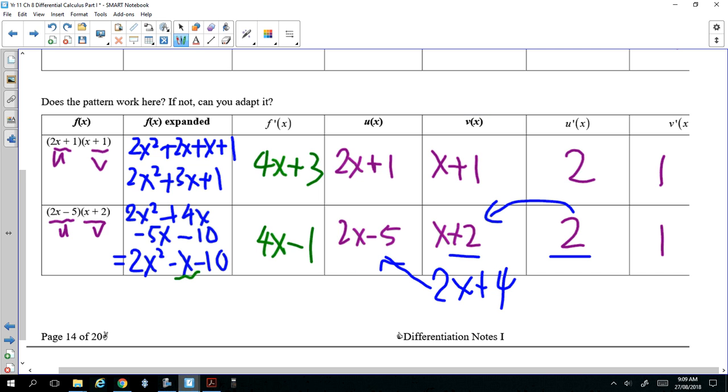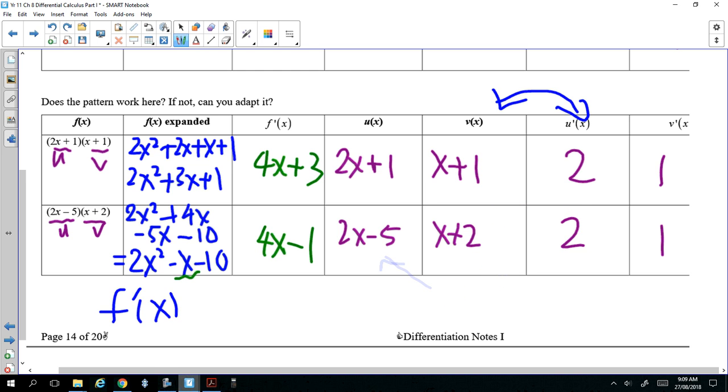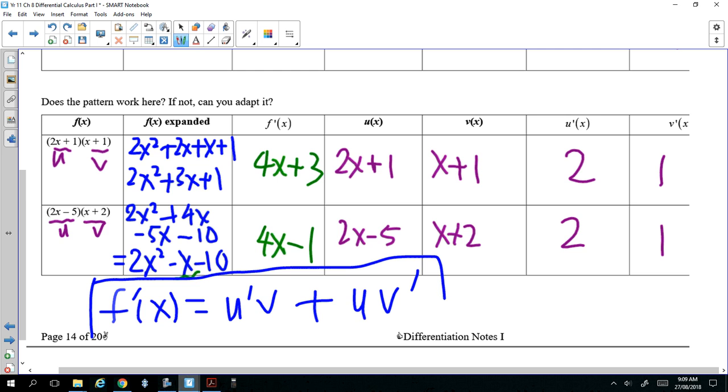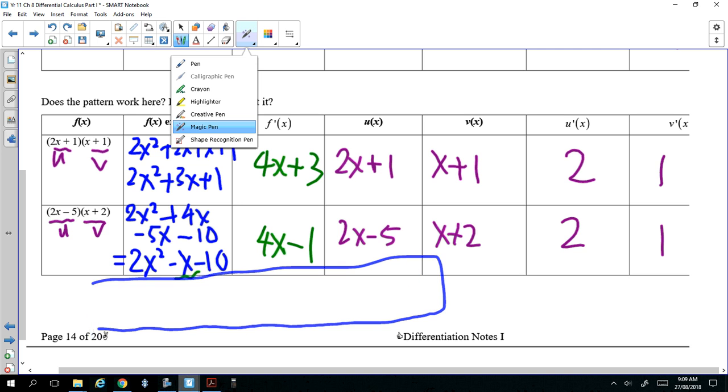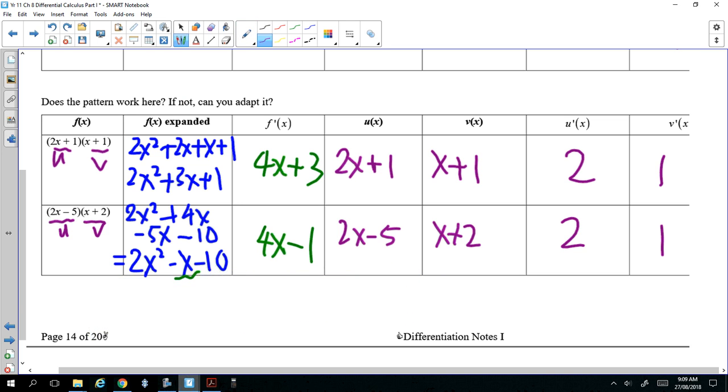So now we have to times them together. Maybe the product rule is u dash v plus u v dash. That's where it comes from. Okay, we found the product rule. Let's write it down. That's on your formula sheet, by the way. I'll write it again, because it disappears from your memory as quick as the magic pen. So we need to practice a lot.